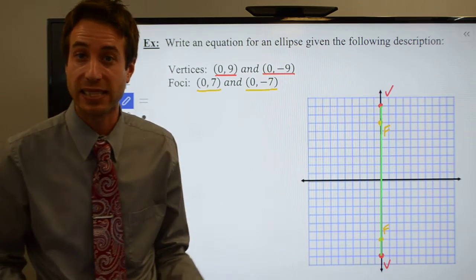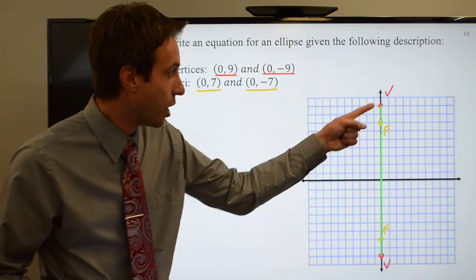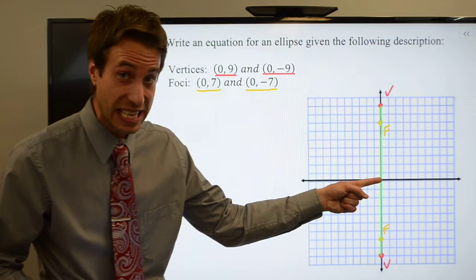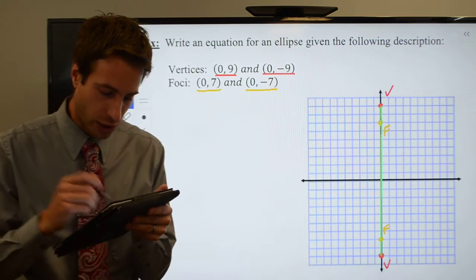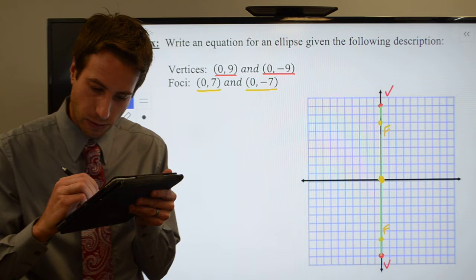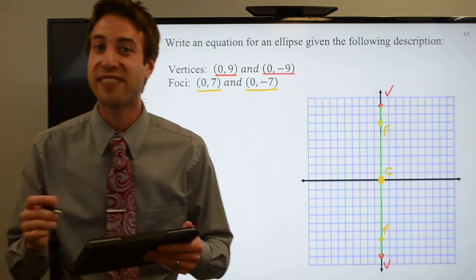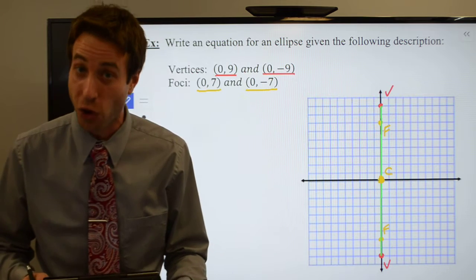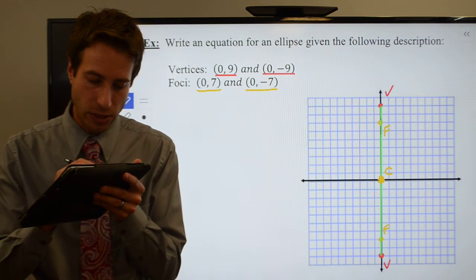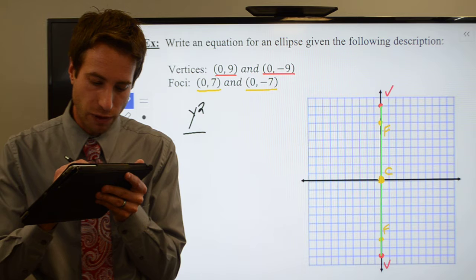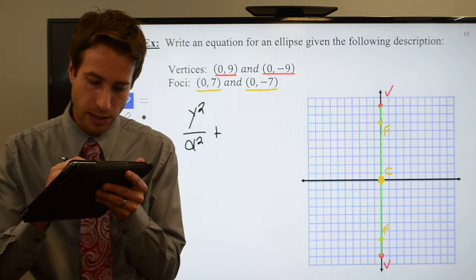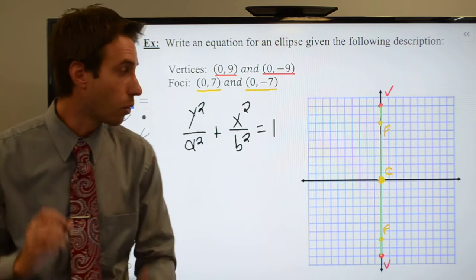And what's half of 18? Well, half of 18 is 9, which means my center is at the origin. So this is my center right there. And so what I've got is an ellipse centered at the origin, and it is aligned vertically, which means you need y squared over a squared plus x squared over b squared is equal to 1, right?